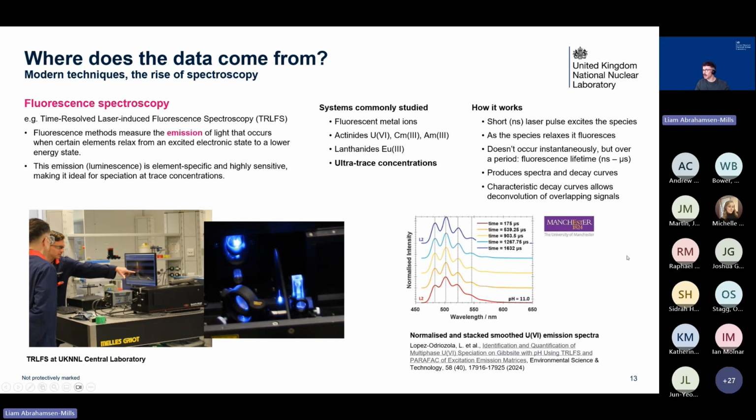Here's some literature data from a recent PhD project at the University of Manchester, Laura Lopez Odriozola, and she studied uranium interaction with gibbsite and cement phases. So this technique is also good for looking at the properties of elements that are absorbed or attached to the surfaces of materials as well as solution species. She was able to use this method to understand the binding mechanism of uranium onto these solid phases using TRLFS at the university.